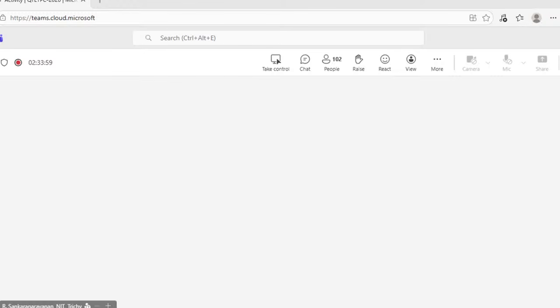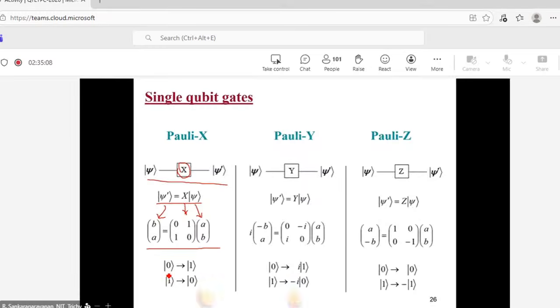So what it says is that if the input state is A0 plus B1, the output state is B0 plus A1. Or in other words, if the input state is 0, the output state is 1; if the input state is 1, the output state is 0. That's what I mentioned over here. So essentially, it is flipping the state of a qubit.